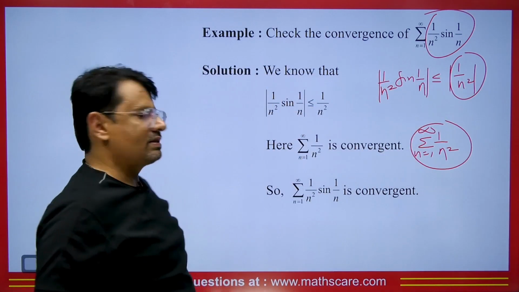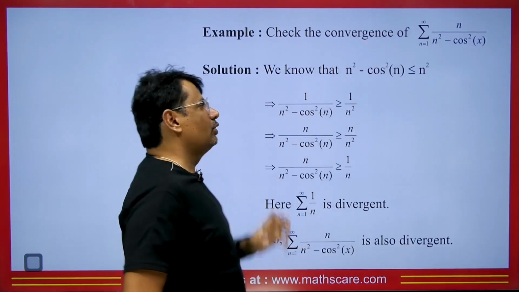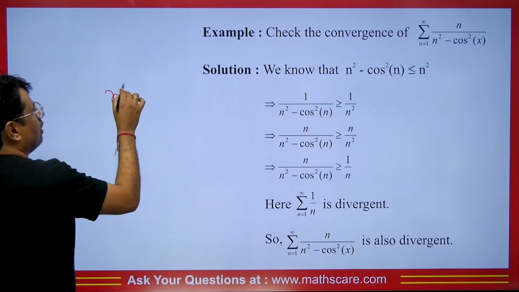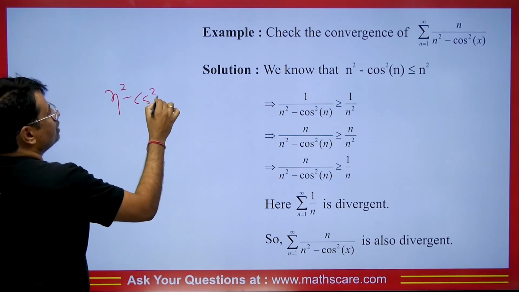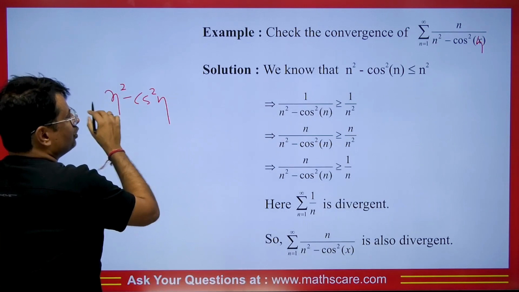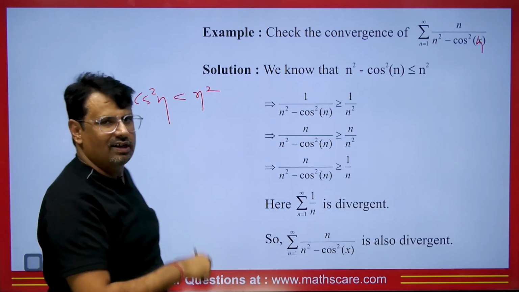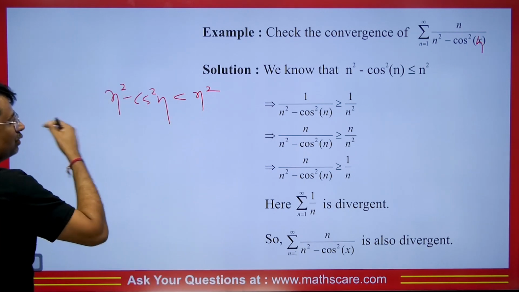So students, let's look at this question. We need to figure out if this is convergent or not. So you know what you have to do. First of all, let me tell, n square minus cos square n. Students, it is n, right? Cos square n. So we know that the value of n square will be greater than the value of this because it is subtracting. Do you understand? And now we will cross multiply.